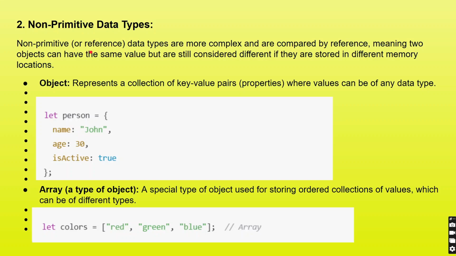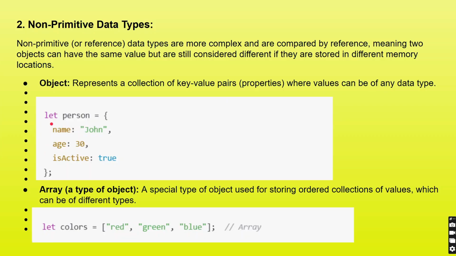Non-primitive or reference data types are more complex and are compared by reference, meaning two objects can have the same value but are still considered different if they are stored in different memory locations. For example, an object represents a collection of key value pairs where values can be any data type. Let's see one example.